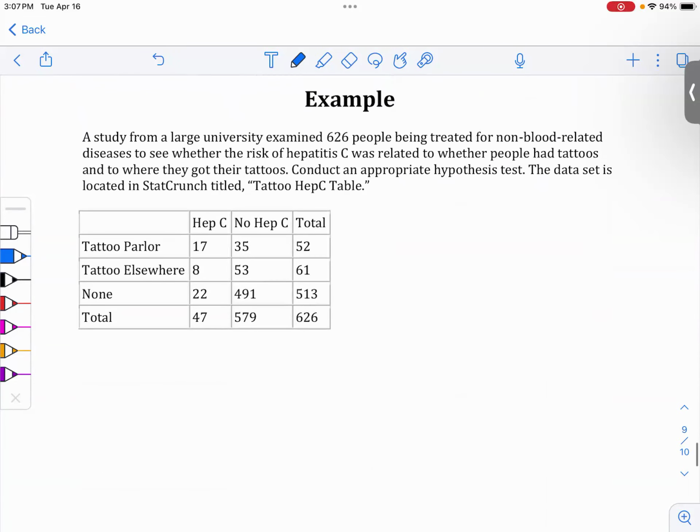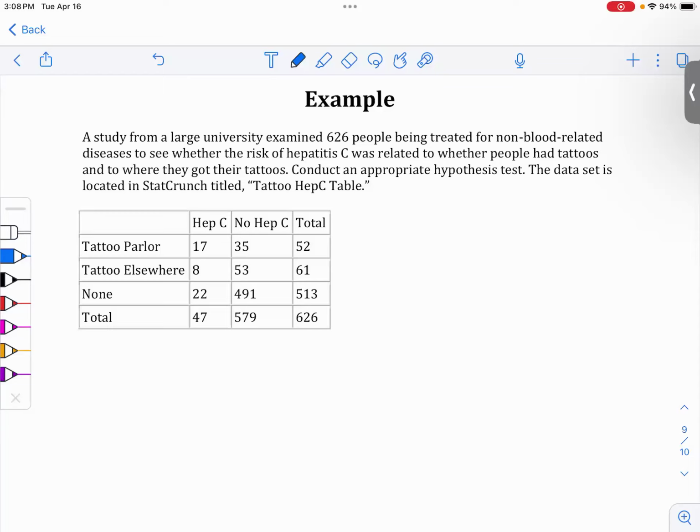All right, let's look at another one. Is this a chi-squared goodness of fit test? No. Once again, because I have two dimensions of data, all right? Just seeing the data, I know this is not the chi-squared goodness of fit. That means this is either a test of independence or a test of homogeneity.